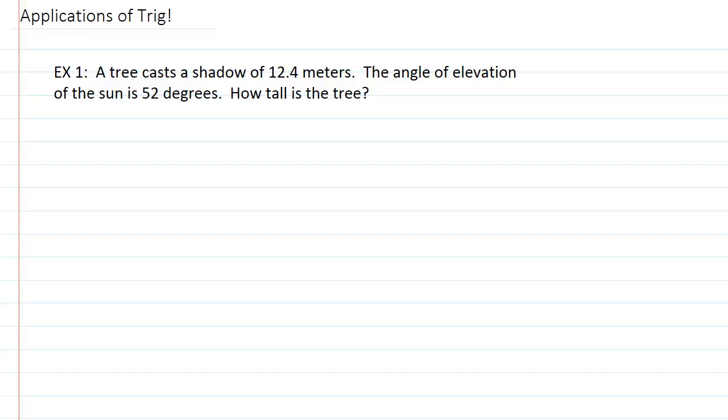So now we're going to go into some problems. They disguise trig problems as word problems. A tree casts a shadow of 12.4 meters. The angle of elevation of the sun is 52 degrees. And how tall is the tree?